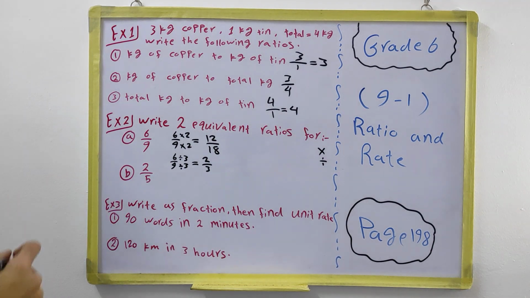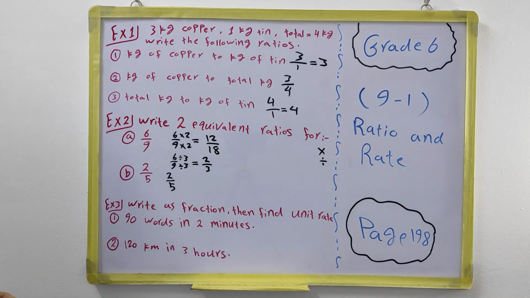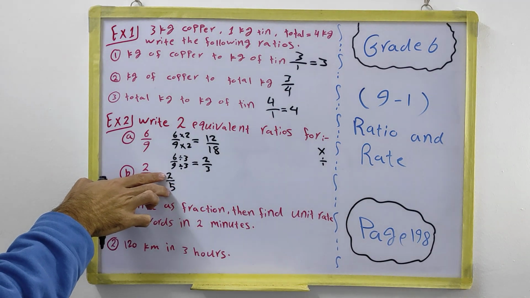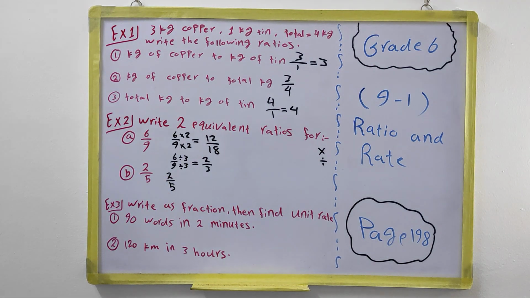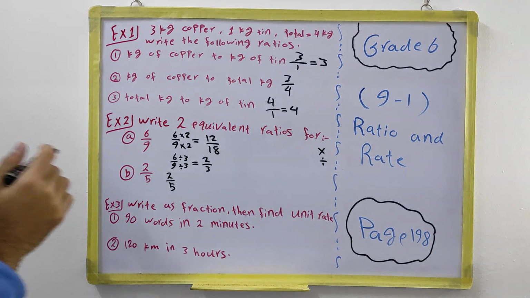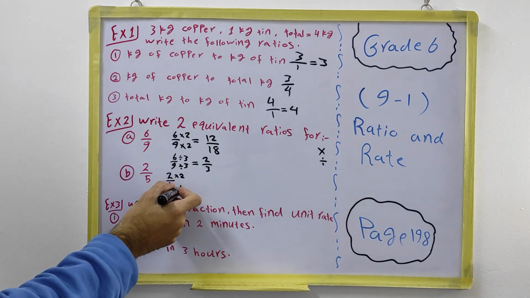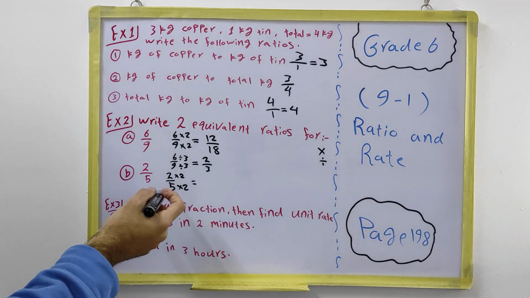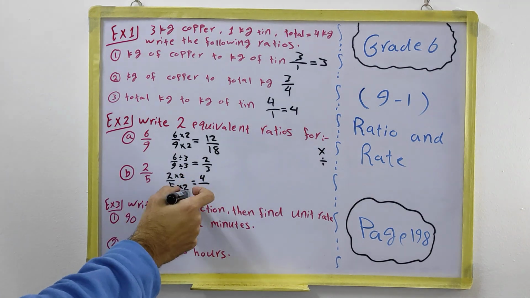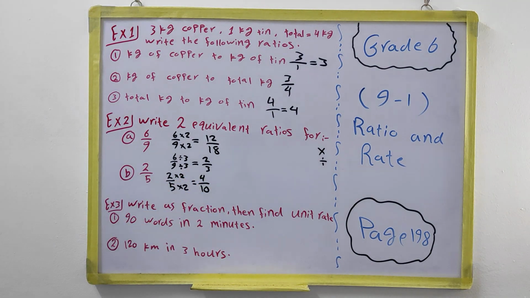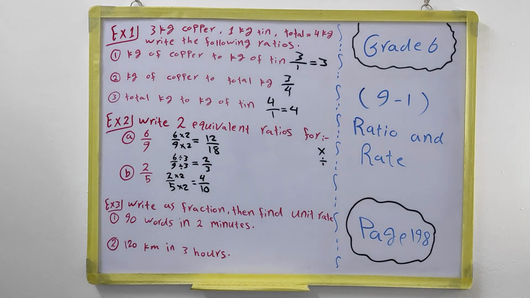These are two equivalent ratios for 6 over 9. The other one is 2 over 5. For 2 over 5, we cannot use division because both numbers cannot be divided together by 2, by 3, or by 5. So we must use multiply, by any number you like. Again I choose to multiply by 2, which is always easier. Choose that for yourself. 2 multiplied by 2 is 4, and 5 multiplied by 2 is 10. So 4 over 10 is equivalent to 2 over 5.